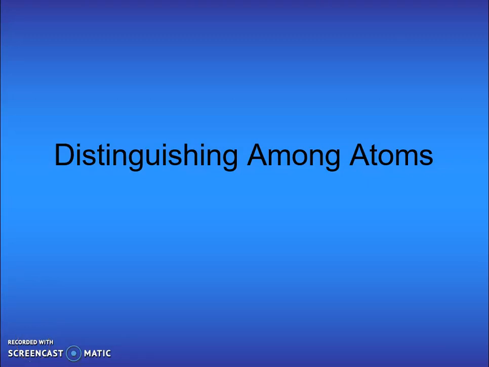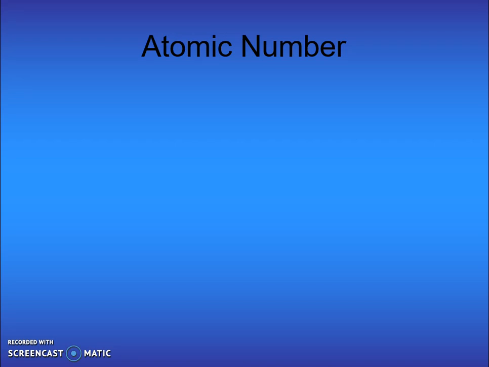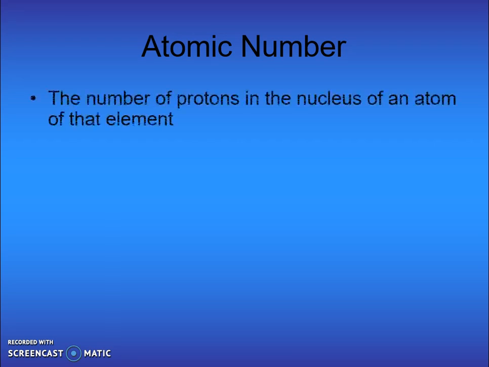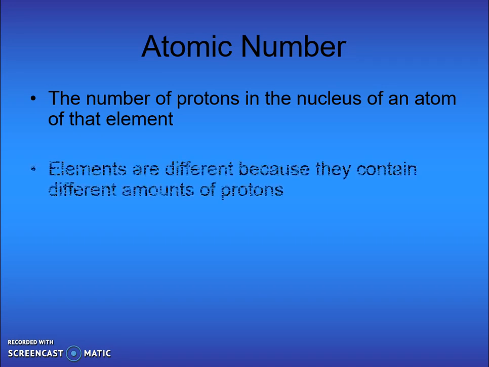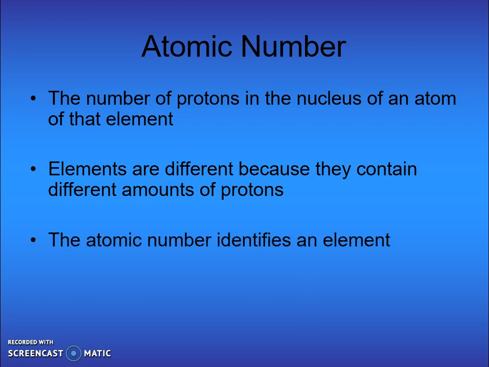In this video, we'll look at how we distinguish among atoms. So the atomic number for an element is the number of protons that are in the nucleus of that particular element. Every element has a different number of protons. It is that different number of protons that will identify a given atom as a particular element. So hydrogen has one proton, and an atom that has one proton is hydrogen.